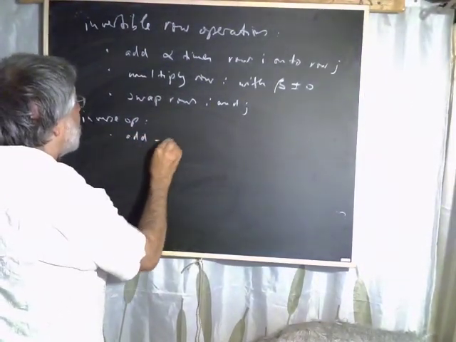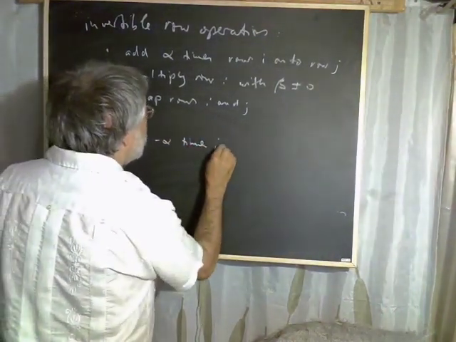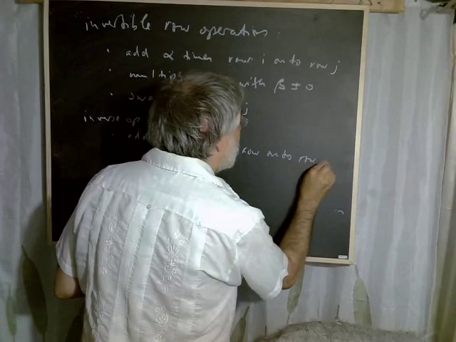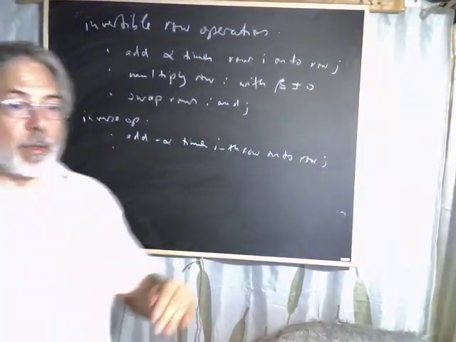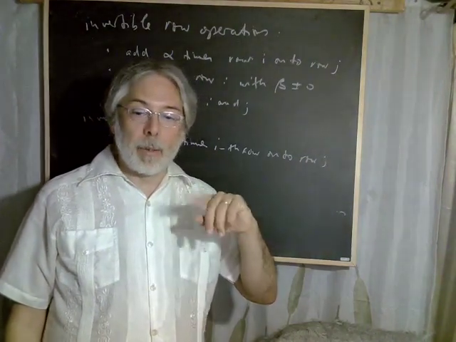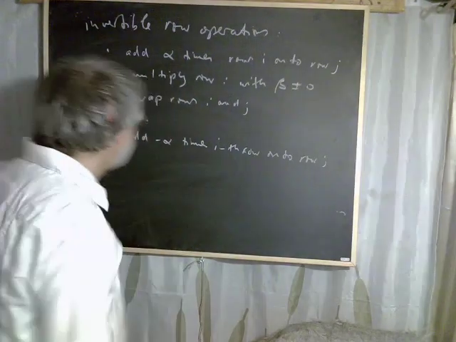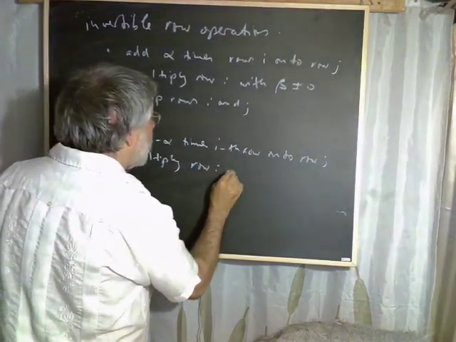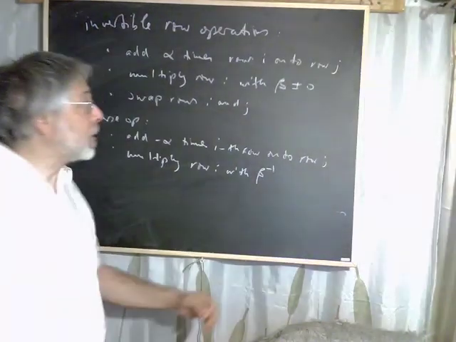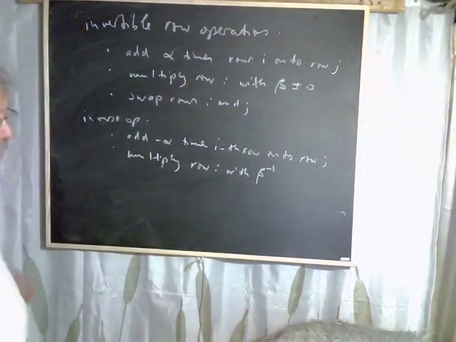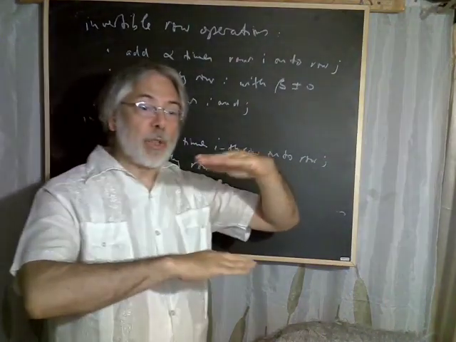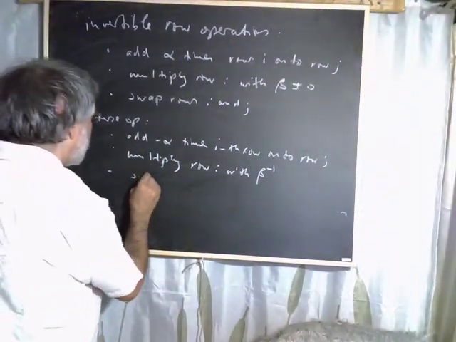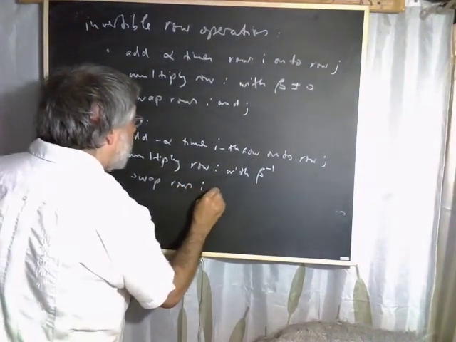So add minus alpha times ith row onto row number j. The second operation can be inverted by multiplying the ith row with the inverse of beta. Multiply row i with beta inverse. And that's why we needed beta non-zero. And the swapping, you interchanged i and j. You undo this by interchanging them again. Swap rows i and j.